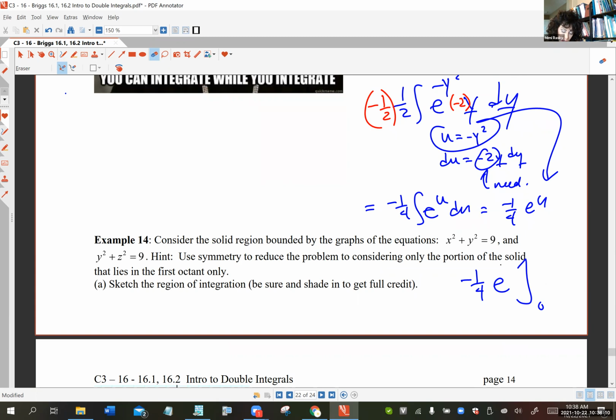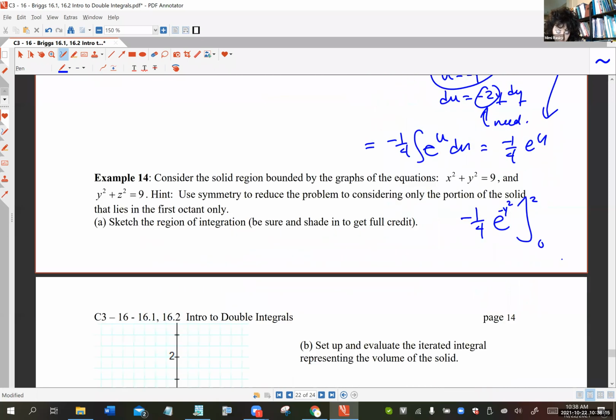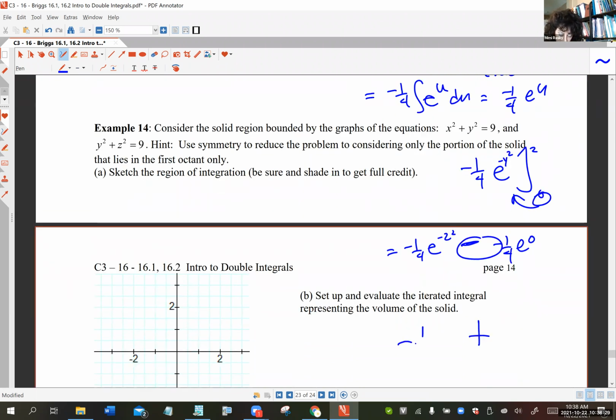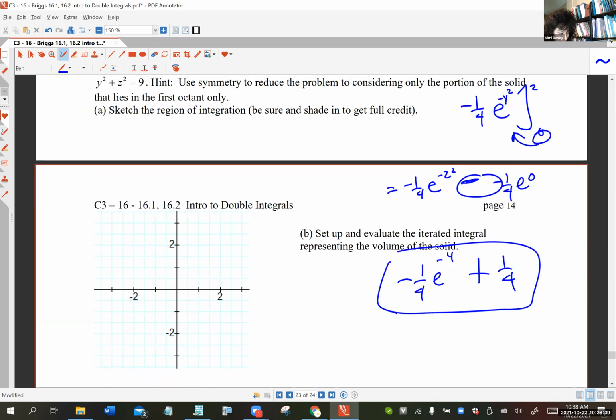You want to back substitute for your u. So my u is negative y squared, and that's what the limits are referring to. So now be careful, because you're going to want to put the 0 in there, because the 0 doesn't go to 0. This minus minus turns into a plus. Your final answer is kind of a weird number. It's negative 1/4 e to the negative 4 plus 1/4. That's the exact answer. And this is cubic units because we are talking about a volume.